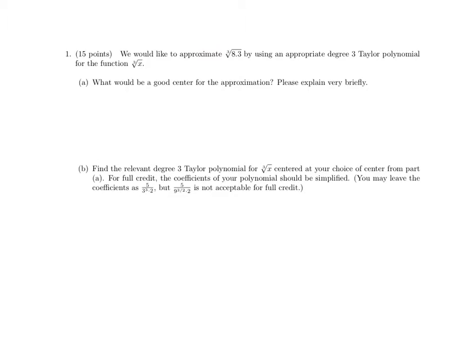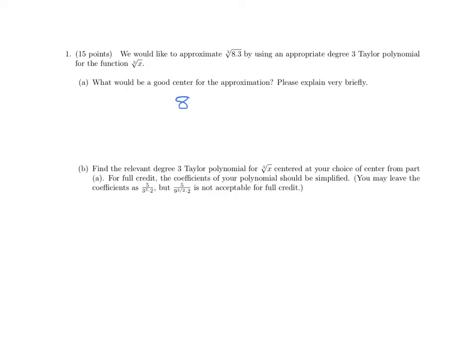The answer to this is that we want to center this approximation at 8. There are two reasons for this. One of them is that 8 is very close to 8.3. The other is that 8 is an input value for which we know the function value, because the cube root of 8 is nice and even. Well, it is even, but also a whole integer, 2. And then the various derivatives are very easy to compute at 8 as well. So not only are the function and its derivatives computable at 8 by hand, but also 8 is close to 8.3. Those are the two answers that you need for part A.